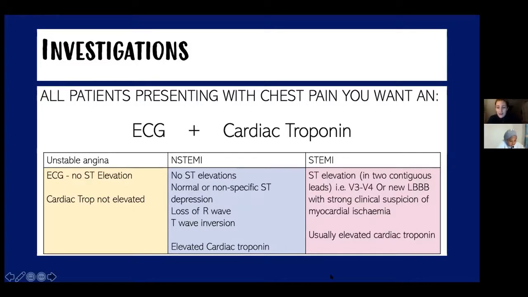And then the STEMI is either ST elevation with potentially reciprocal changes of ST depression. And then a new left bundle branch block is also diagnostic of a STEMI. And then once our bloods come back, they'll have a rise in the troponin.